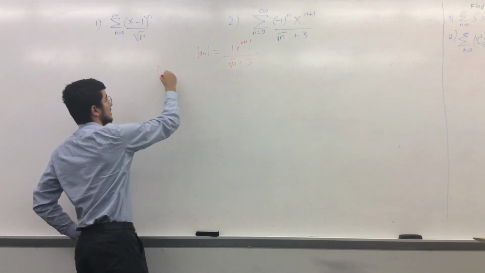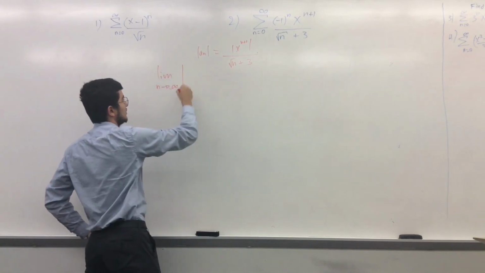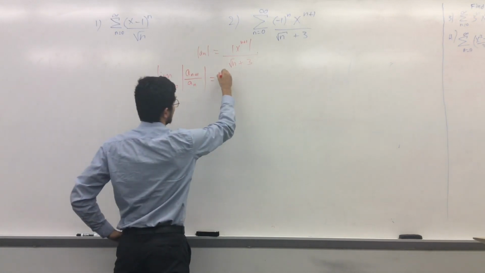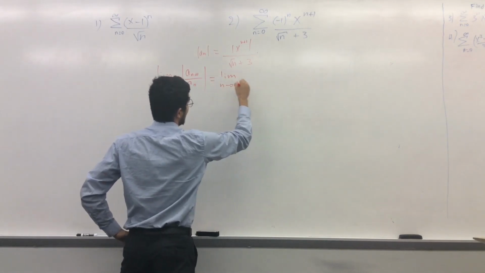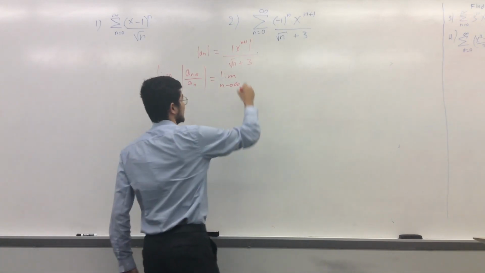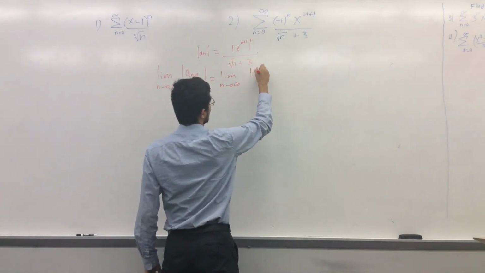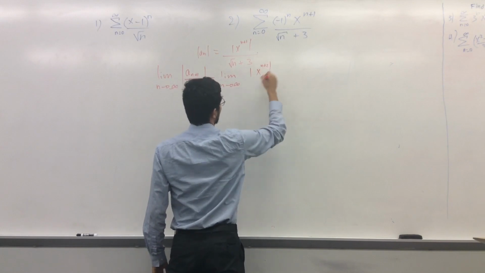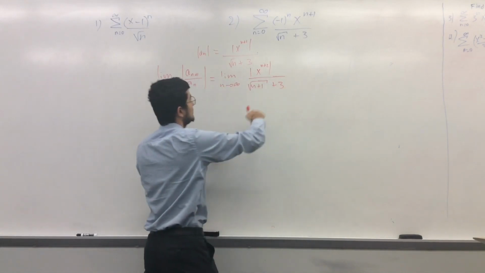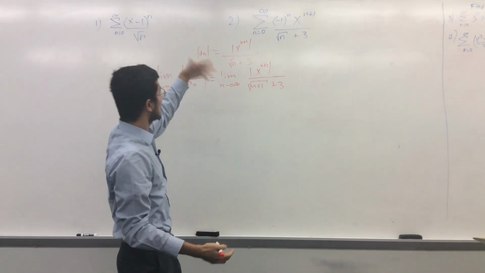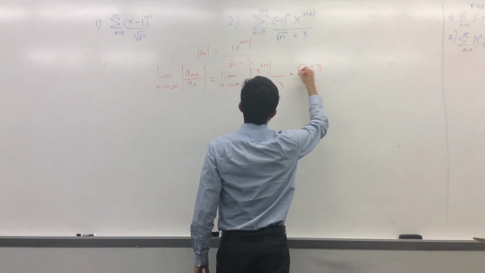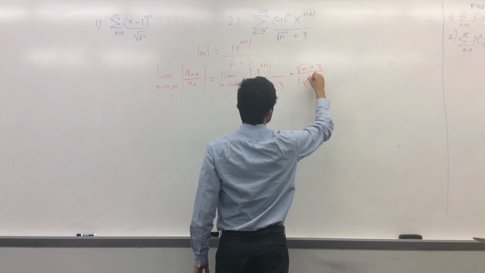So for the ratio test, we have the limit as n goes to infinity of the absolute value of a sub n plus 1 over a sub n, which is equal to the limit as n goes to infinity of... This is going to be a sub n. If we add 1 to n, we have a sub n plus 1, so that's going to be the absolute value of x to the power of n plus 2 divided by the square root of n plus 1 plus 3. And then we're going to divide this by a sub n, which means we have to multiply by the reciprocal of a sub n. So multiply by the square root of n plus 3 divided by the absolute value of x to the power of n plus 1.